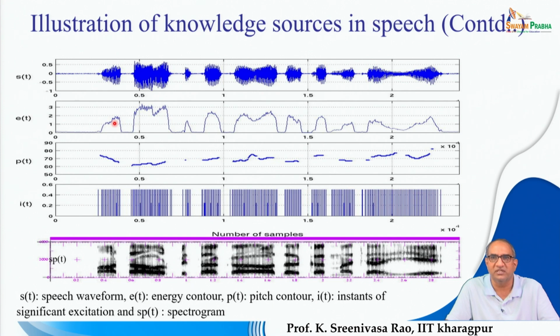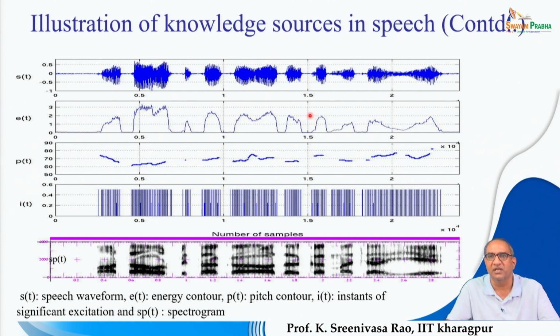Wherever the sound unit is there, for uttering the sound unit we will have more energy, and wherever there is no speech you can observe that the energy contour has very low amplitude. So from the energy contour, one can discriminate or identify where the speech signal or sound units are present, and where the speech is not present. That means where no sound units are produced or observed. You can make that out from the energy contour.